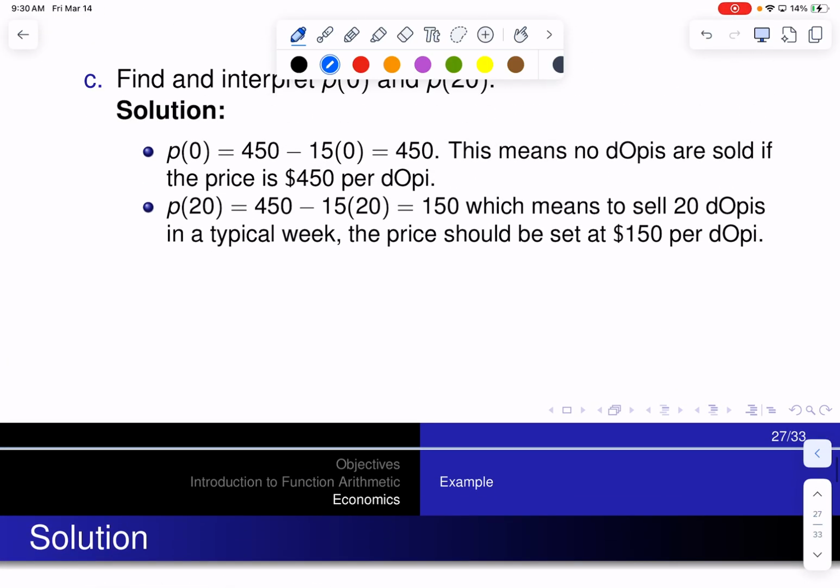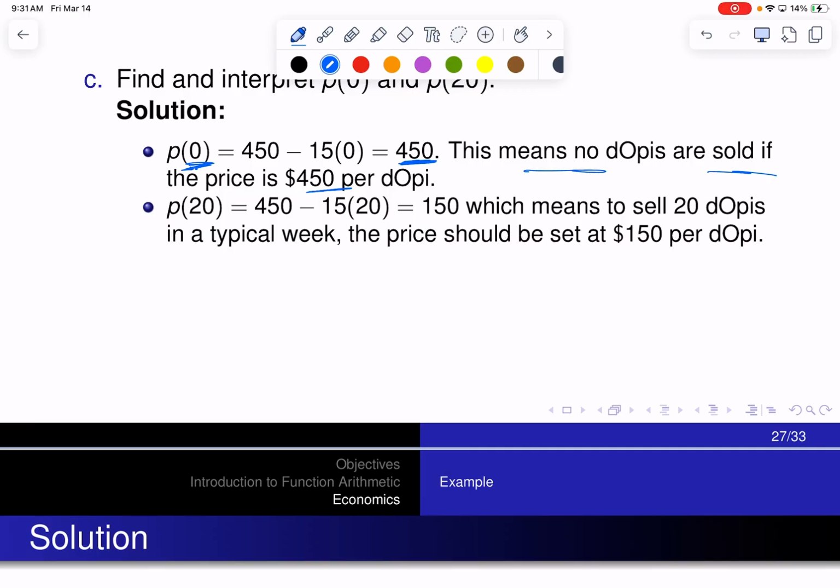At 0, it means no dopies are sold if the price is $450. So if the price is $450, how many dopies are you going to move? It's not that we produce 0 dopies, it's just how many are we going to sell?